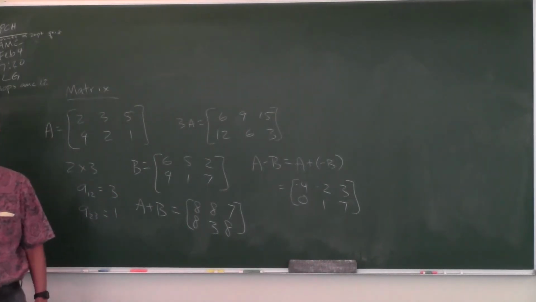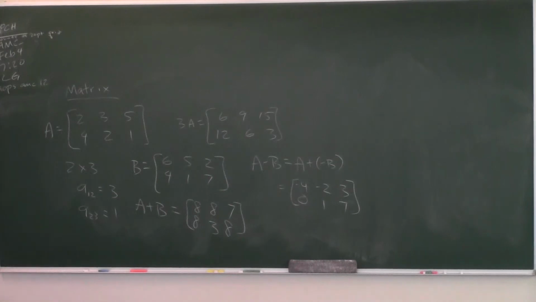Okay, well, read the definition of multiplication right here. To multiply matrices A and B, if matrix A is m by n and matrix B is n by p, then matrix C, which is the product of A and B, is m by p, and this is how you find the corresponding elements.